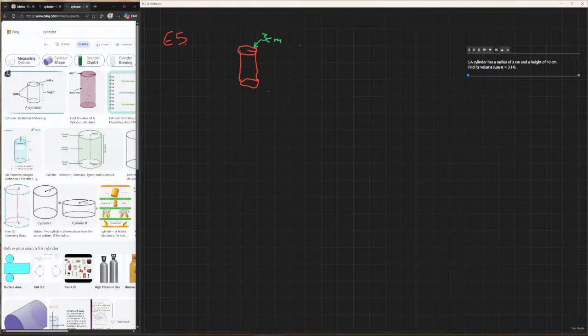And then it has a height of 10. So here it says the height, all this is 10 centimeters. Okay. Find its volume when pi is 3.14. Okay.